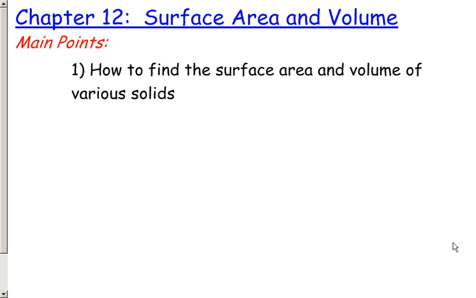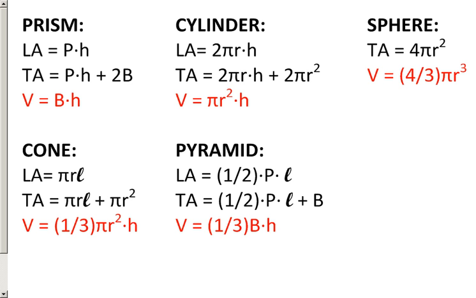All right. This is another mini lesson on chapter 12, which is the most recent chapter in your memory. So it's not going to be a very long mini lesson. This is how you find the surface area and volume of various solids. There are several formulas from this section. As you can see, prisms, cylinders, spheres, cones, and pyramids.